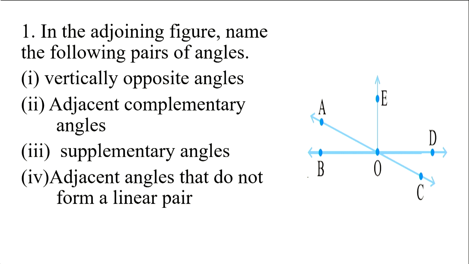I am repeating the question again. In the adjoining figure, name the following pairs of angles. The first question is vertically opposite angles. The second one is adjacent complementary angles. Third one is supplementary angles. Fourth one is adjacent angle that do not form a linear pair.